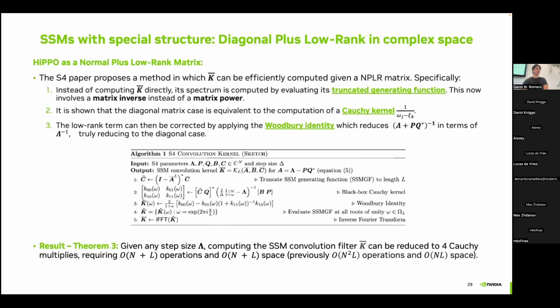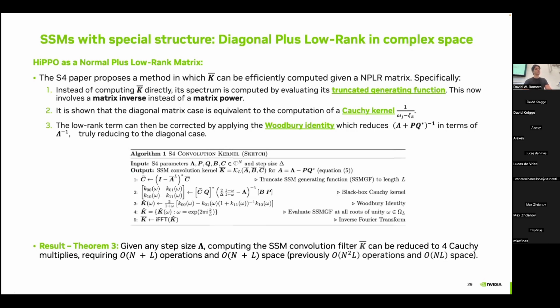You mean for the S4D, the diagonal version? No, S4. So the complexity, you mean for the computation of the kernel? Yeah, when you use these tricks, it's O(N plus L) for operations and space, both of them. And if you do this naively in the spatial domain, it would be N squared L for operations and N L space. Yeah, okay, I understand.